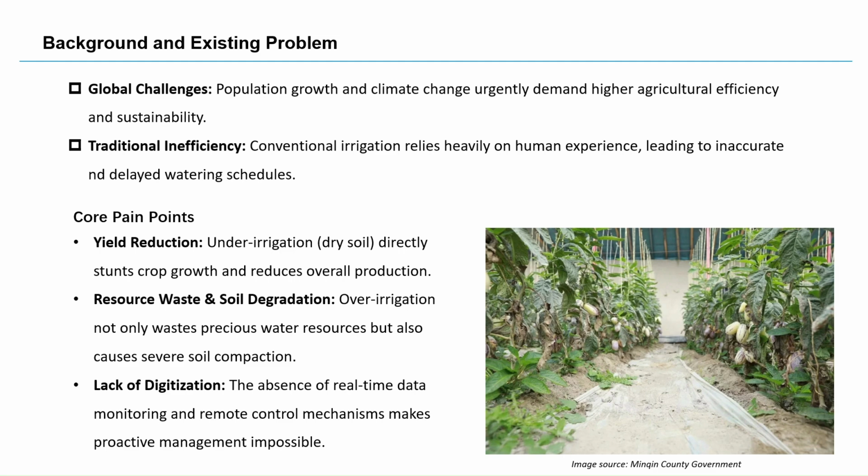However, traditional irrigation methods still rely heavily on human experience. This leads to inaccurate and delayed watering schedules. There are three major pain points right now. First, under-irrigation. Second, over-irrigation. Third, and perhaps most critically, the lack of digitalization.